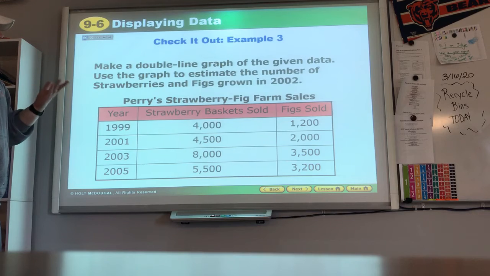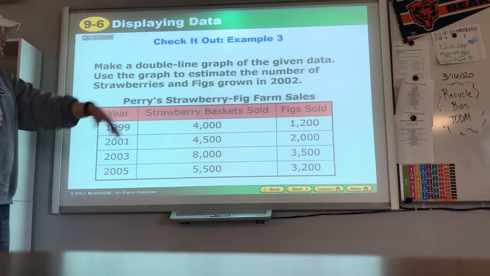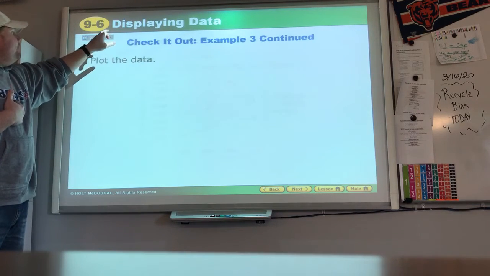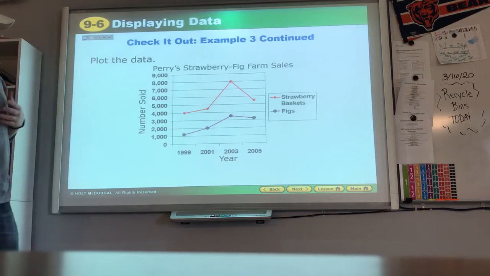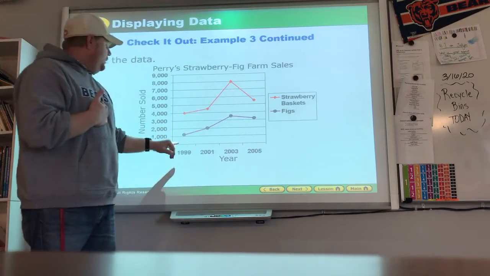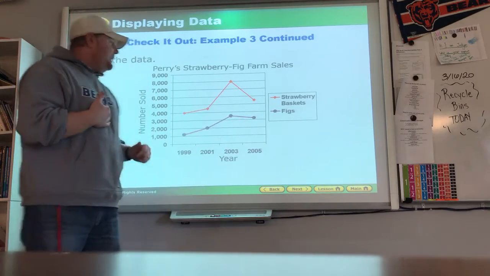Strawberry baskets sold, figs sold. All right? We have the comparison of the two here. We can see how they change over time. All right? We have our strawberries in 1999, in 2001, 2003, 2005. We have our figs in 99, 2001, 2003, 2005.